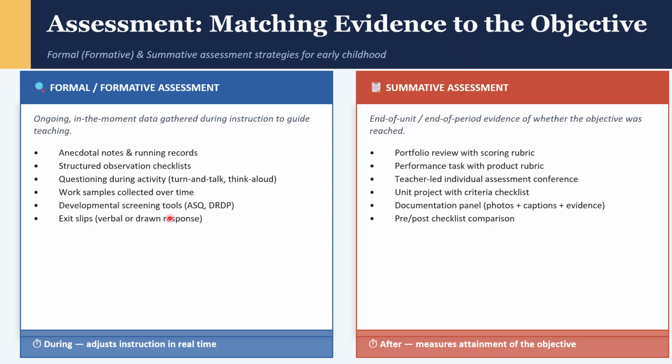I can also use developmental screening tools like Ages and Stages, and exit slips, which might be something you're familiar with from your days as a student, where you have to answer a question or pose a question based on that lesson. The end of unit or the end of period evidence of whether the objective was reached, that's going to be our summative assessment. So for example, your early childhood education portfolios that you created in ECE 100, that's our summative assessment of our whole program, right? How well did you meet the program requirements?